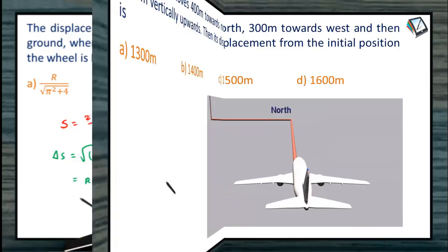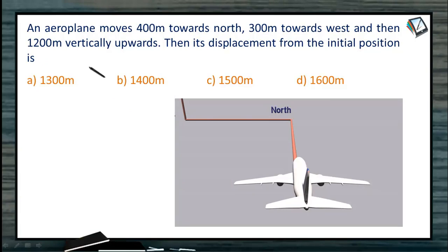There is another question in which an aeroplane moves 400 meter towards north. It's saying that this particular aeroplane moves 400 meter towards north and then 300 meter towards west. As we can see, east is here, west is here, north and the back side is south. So it first moved 400 meter towards north and then 300 meter towards west and then 1200 meter vertically upwards. Then its displacement from the initial position is what we have to find.